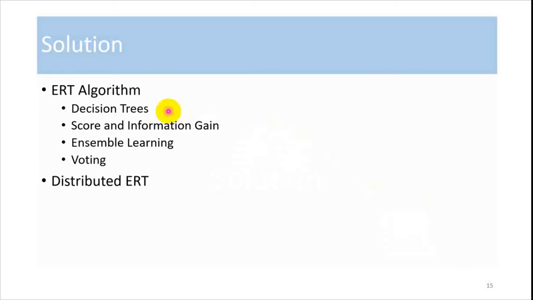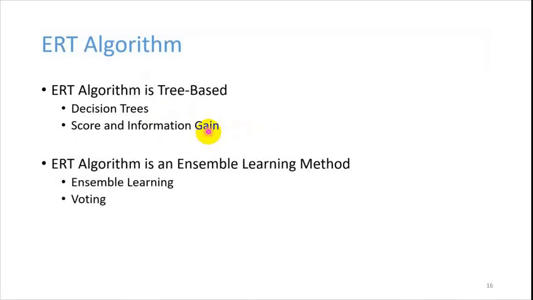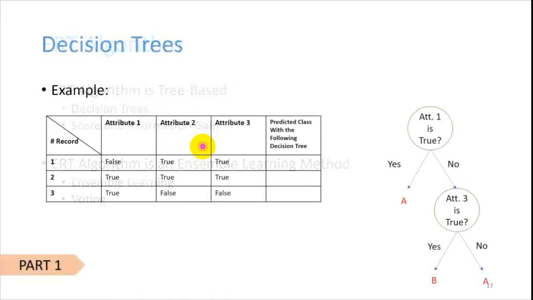And for knowing about ERT, we need to first know about decision trees, score and information gain, and ensemble learning and voting. Since ERT is a tree-based algorithm, we need to know about decision trees and score and information gain. And since it is an ensemble learning method, we need to know a little about ensemble learning and voting.